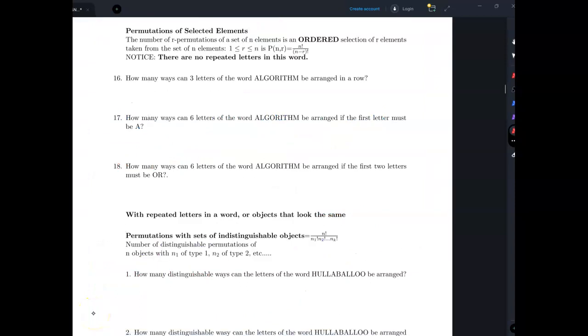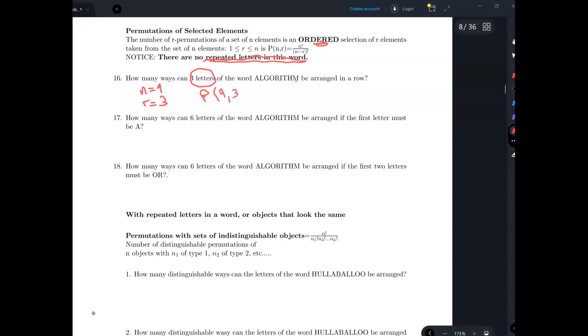All right, so when we're ordering a selection, I'm going to order letters and move them around. When there's no repeats in the word, it's going to make it different. I've got 9 letters in this word, so N is going to be 9. And I want to know how many ways 3 letters can be arranged. So I'm picking 3, so R is equal to 3. And so that's permutations, where you're going to change the order.